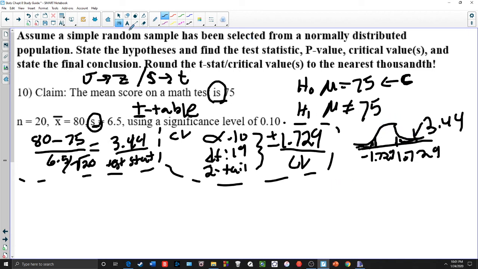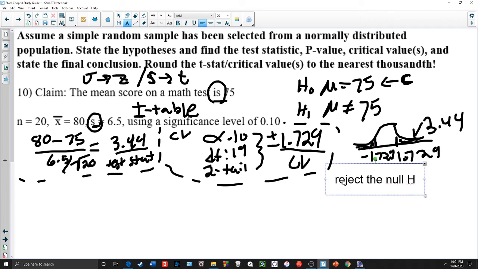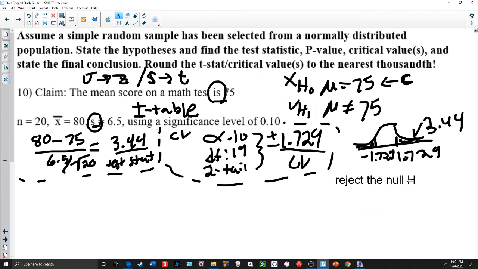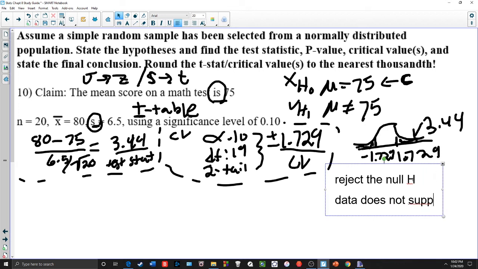So my phrasing here, if I'm typing this, would be: I reject the null H, which instead of saying H0, I'm just going to say null H, which is the same thing because it's the null hypothesis. So I reject the null hypothesis, and because my claim was the null hypothesis itself, so I rejected the null, I claim the, not claim, but I support the alternative. Well, in this case, my claim was the null. So if I'm rejecting the null, that means my data does not support my claim. So data does not support claim.